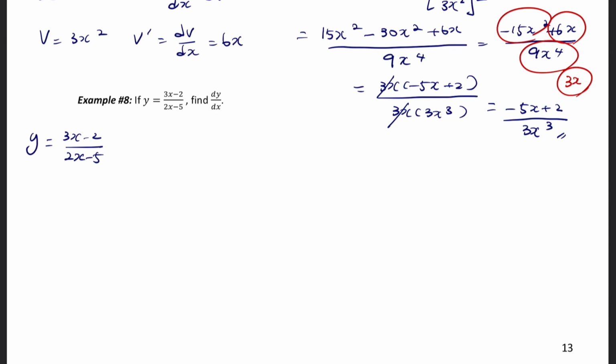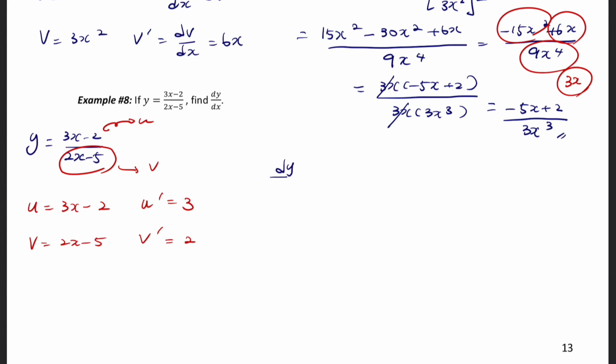So I'm first going to set the numerator as u, denominator as v. Then u is equal to 3x minus 2, u prime is 3, v is 2x minus 5, v prime is 2. Then we can say dy over dx, the derivative of the function y, is the same as v times du over dx minus u times dv over dx, all over v squared.